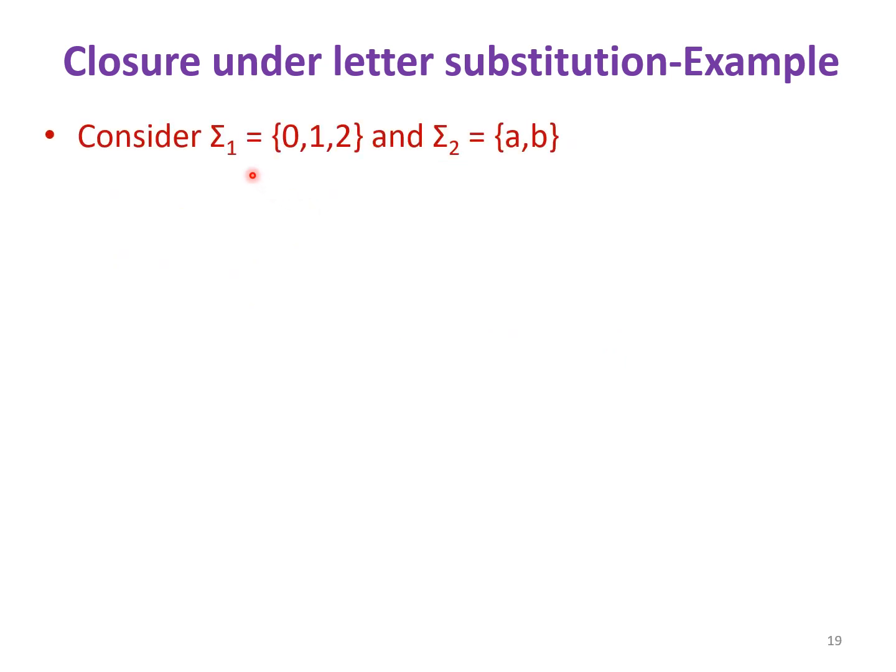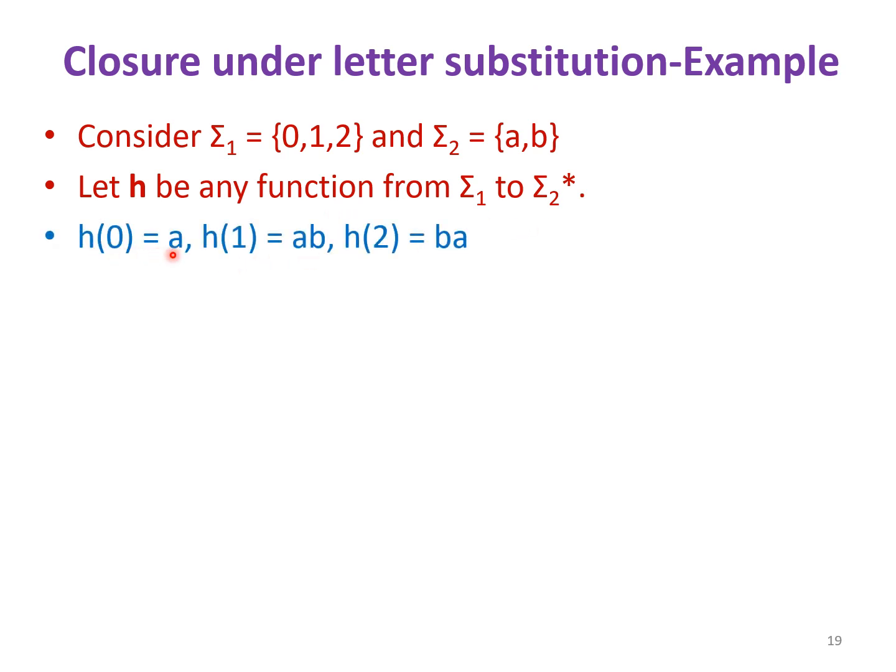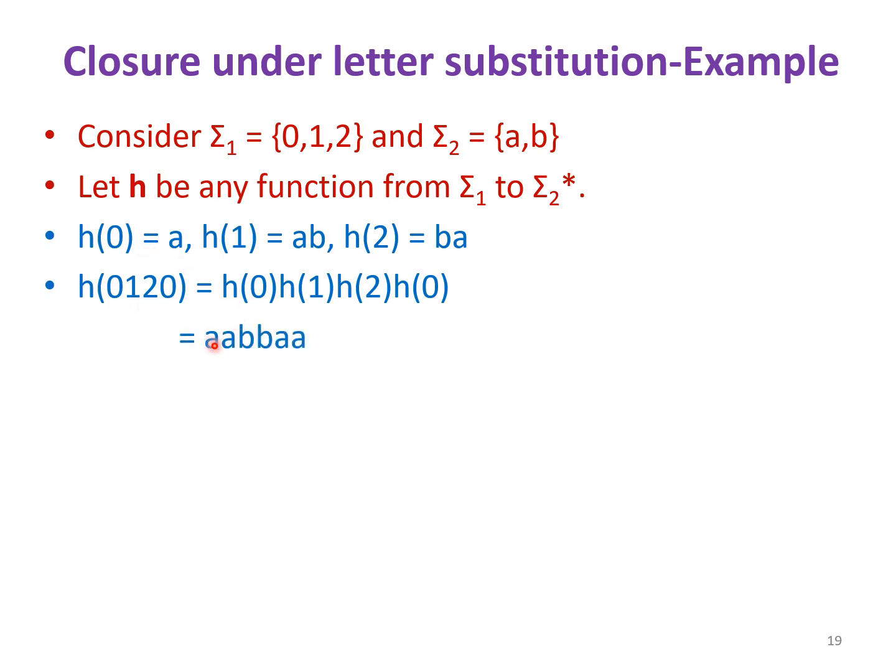Consider one more example. Σ1 is {0, 1, 2}. Σ2 is {A, B}. Let h be any function from Σ1 to Σ2 star. H of 0 is A, h of 1 is AB, h of 2 is BA. So h of 0120 is h of 0 concatenated with h of 1, h of 2 and h of 0. H of 0 is A, h of 1 is AB, h of 2 is BA, h of 0 is A. So the string obtained is AABBAA.